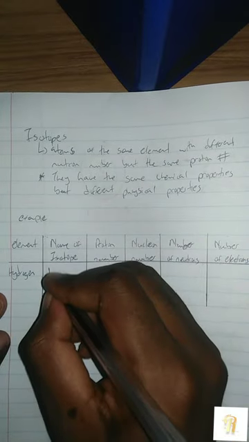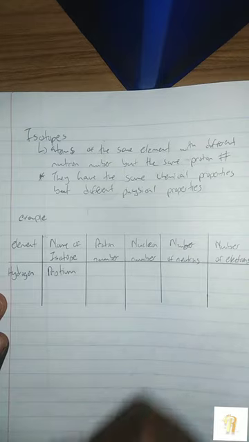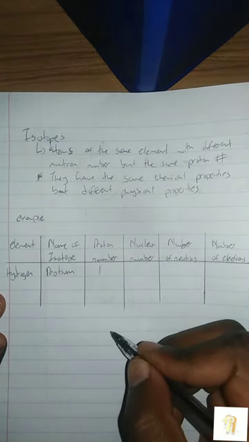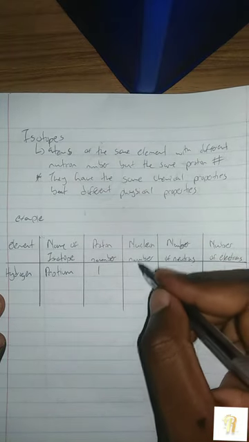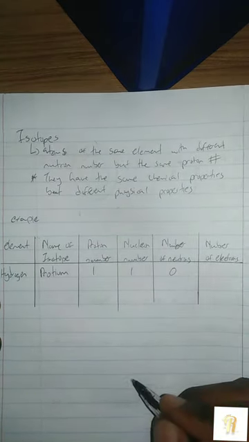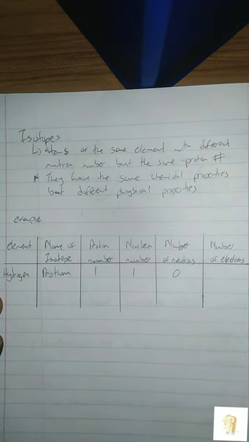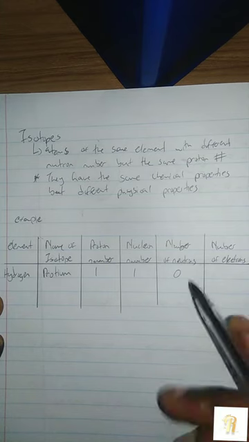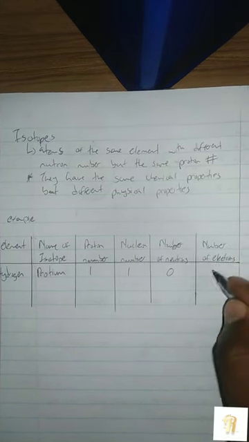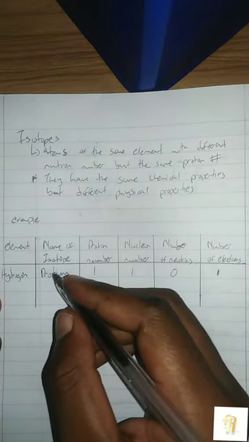One, we have protium. Protium has one proton. It has zero neutrons. I guess you know that we drew its atom and you saw that it has zero neutrons. The number of electrons is one. Then the second isotope is deuterium.